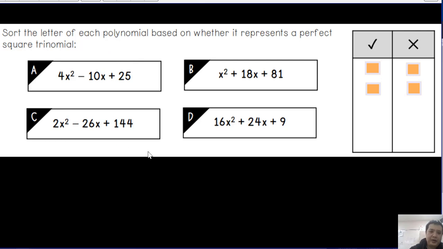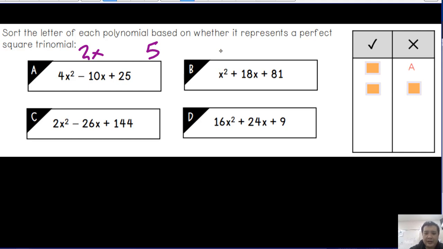So we're going to take the square root of a, which is 2x, the square root of c, which is 5. And if we do that, we get 2 times 5, which is 10. But we need to double it, so that would be 20x, and this is not 20x. So therefore, this is not a perfect square trinomial.